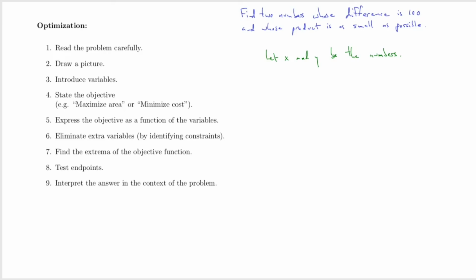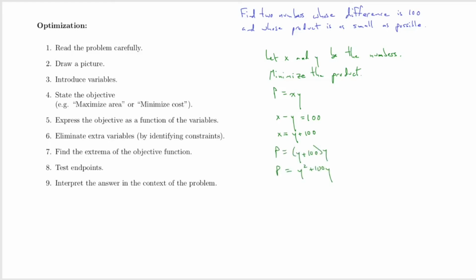And our next step is to state the objective. Well, we're looking for the product to be as small as possible. And so our objective is to minimize the product. Expressing that objective in terms of the variables that we made up, well, the product is x times y. And now we'd like to eliminate one of those variables using some of the constraints of the problem. Well, the problem says that the difference of these variables is supposed to be 100. And that lets us solve for one variable in terms of the other. We get that x is equal to y plus 100.